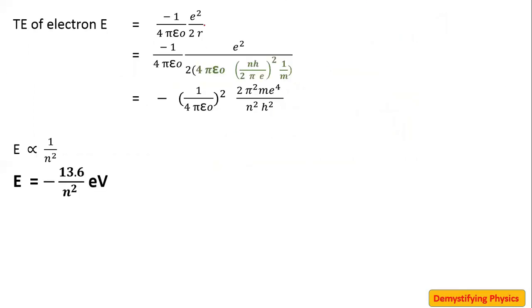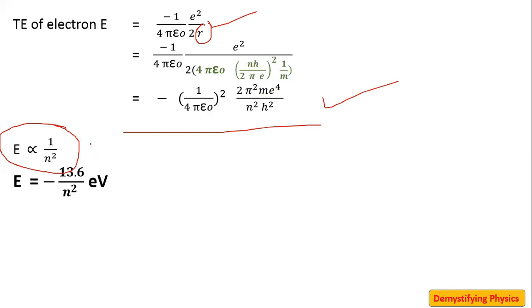Okay, now put the value of R in this expression. Put it, you will get this value. And from here, you can see that everything is constant except n squared. So E is inversely proportional to n squared. And the value of this constant is 13.6. This is the formula for the energy of the electron.